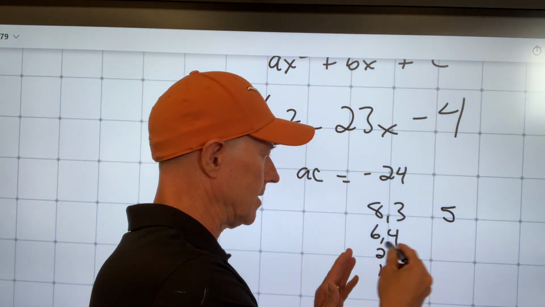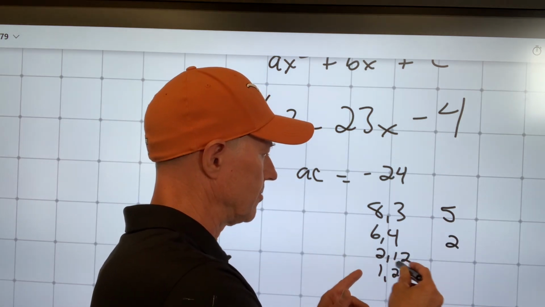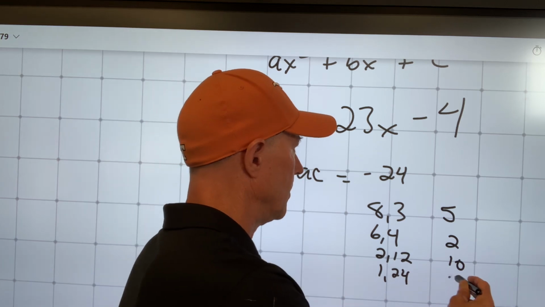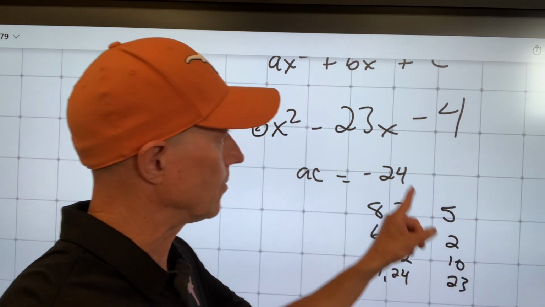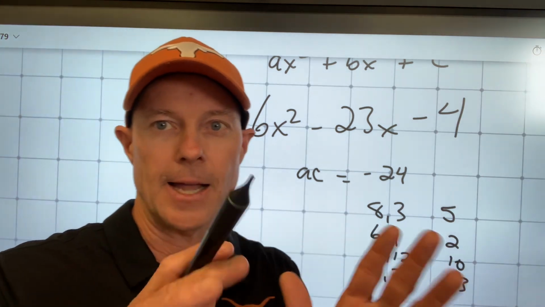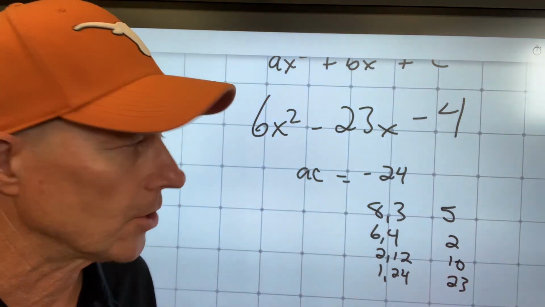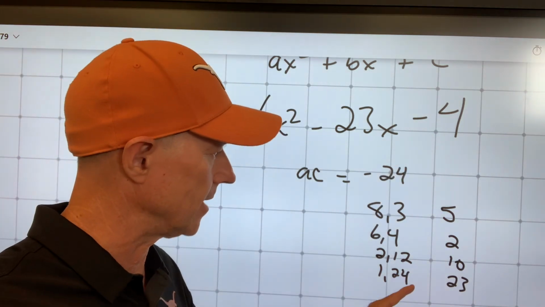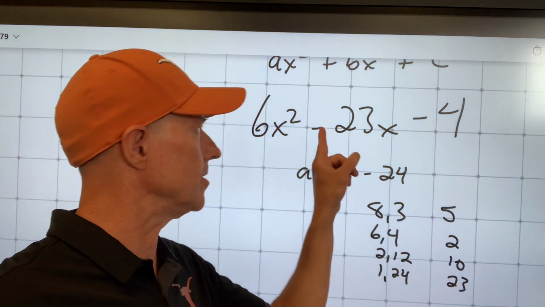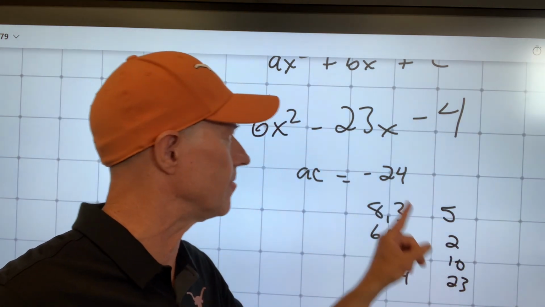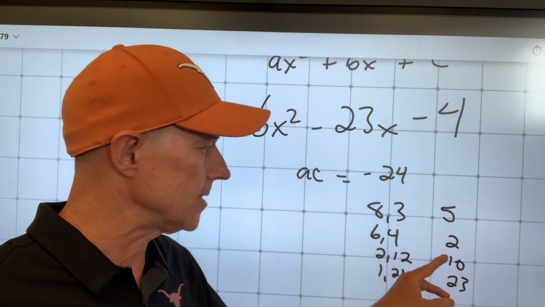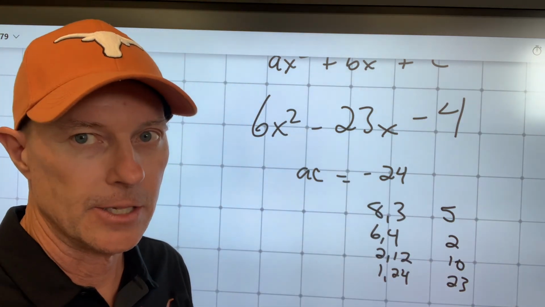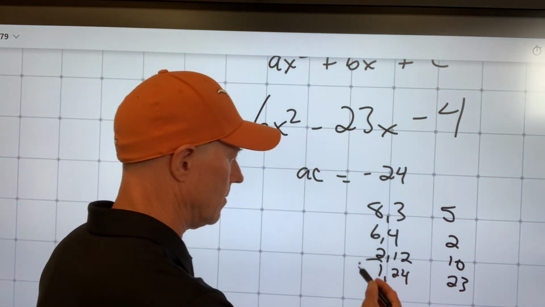The difference between 6 and 4 is 2. The difference between 2 and 12 is 10. And the difference between 24 and 1 is 23. Notice this 23 matches that 23. That's the hurrah moment. What you're going to do for the AC method is always get AC, write down all the factors, write down their sums if this is positive, or their differences if this is negative. And whichever one of these matches that middle number is your secret weapon.